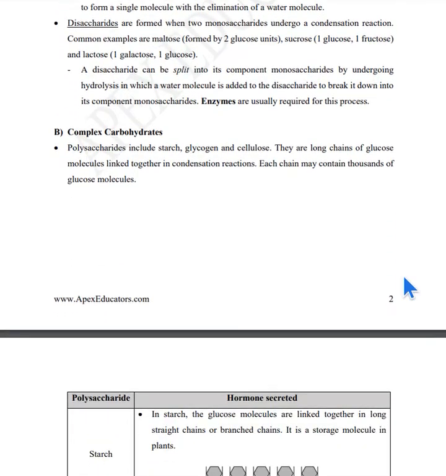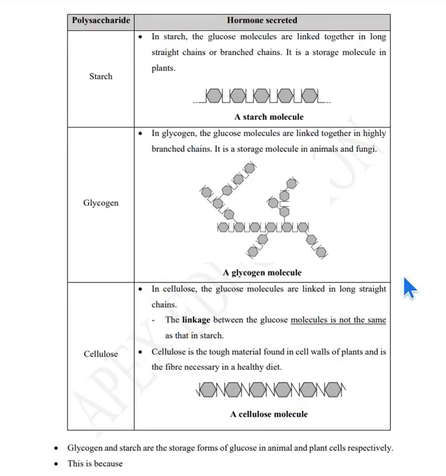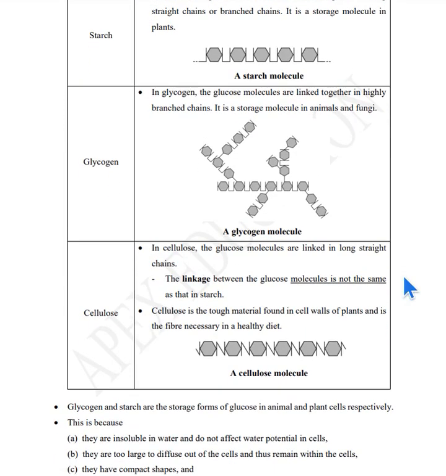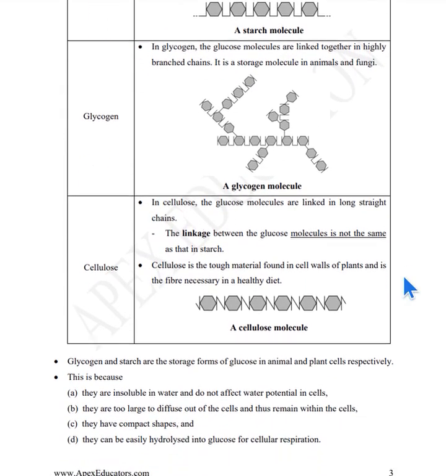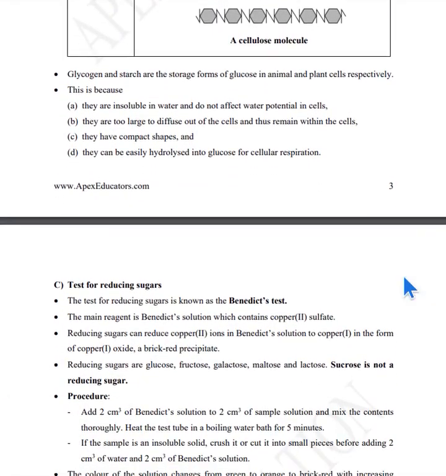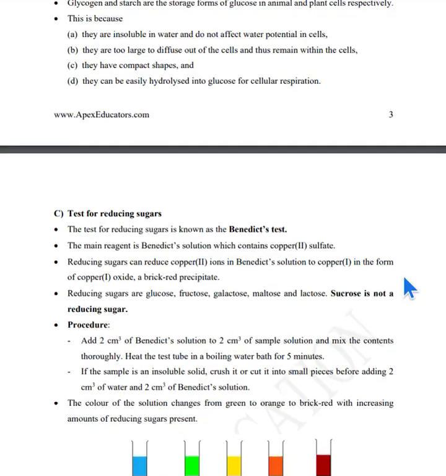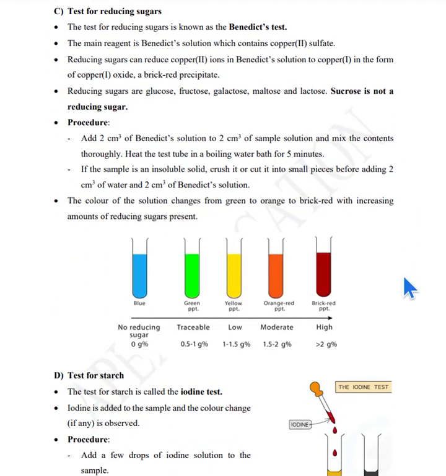For complex carbohydrates, they are called polysaccharides, and you need to know the examples of starch, glycogen, and cellulose. These are some of the examples. Alright, and over here, that's for reducing sugar.